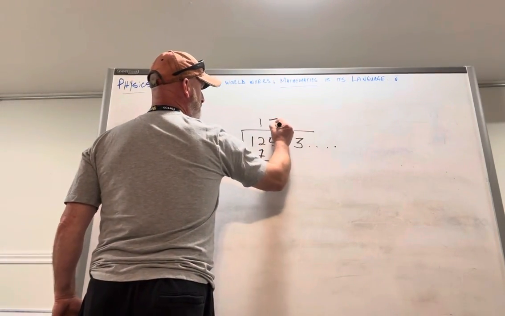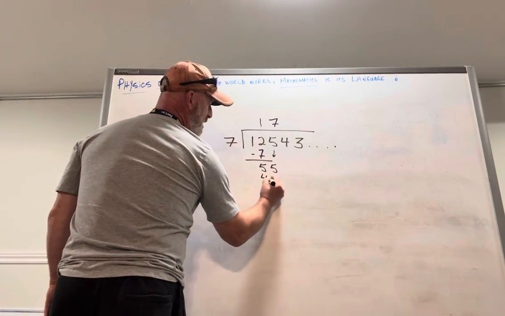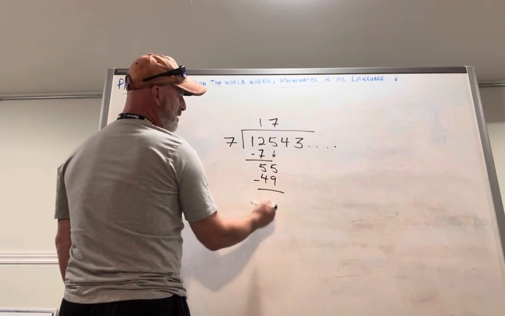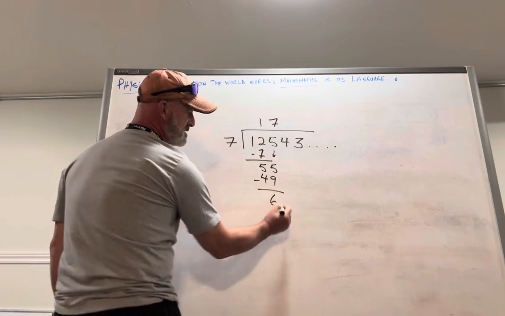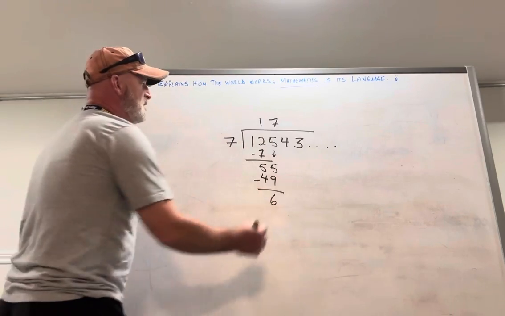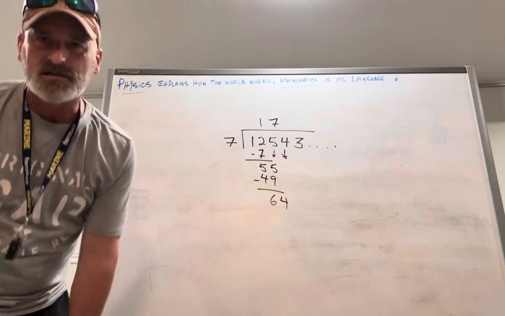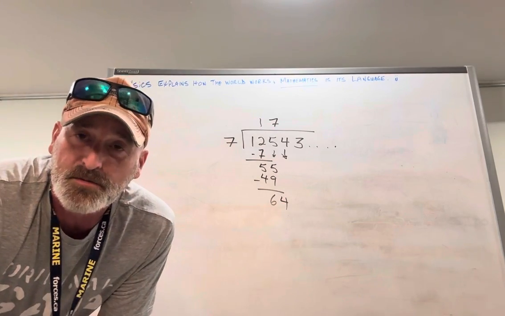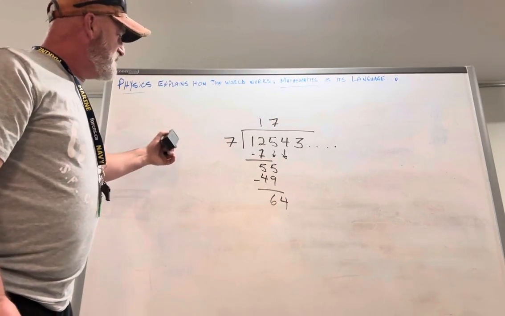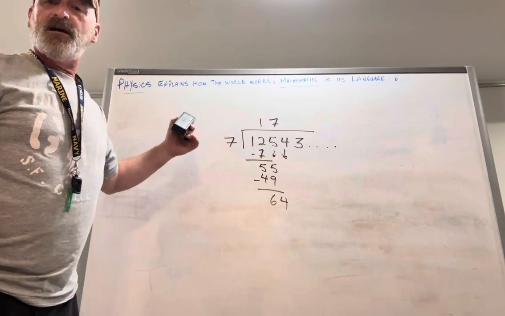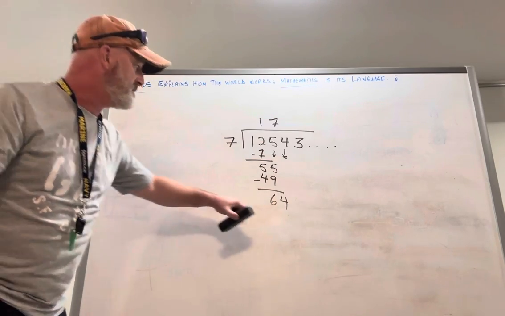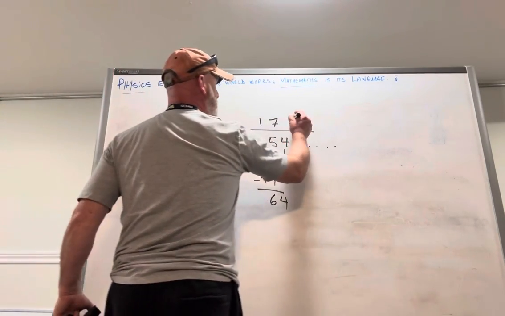So we put a 7 up here. 7 times 7 is 49. Subtract this one. And then what do we get? 6. See, there wasn't enough for it to go in again. What do we do now? Easy. Bring down the next number. How many times will 7 go into 64? Oh, I wish I knew my multiplication table. 7 times 8 is 56. 7 times 9 is 63. It'll go in 9 times.